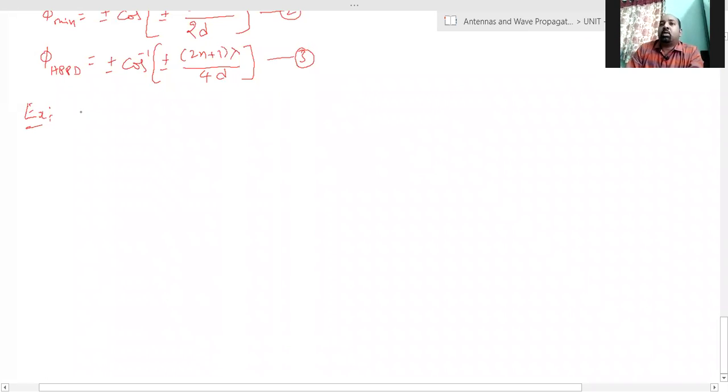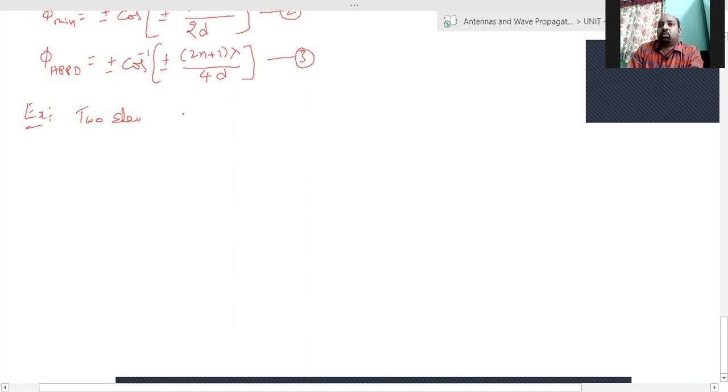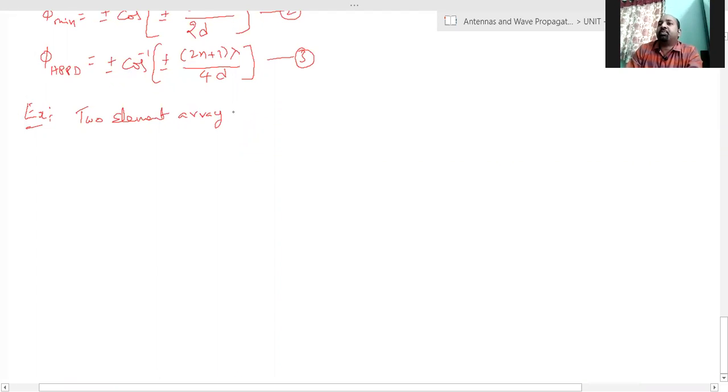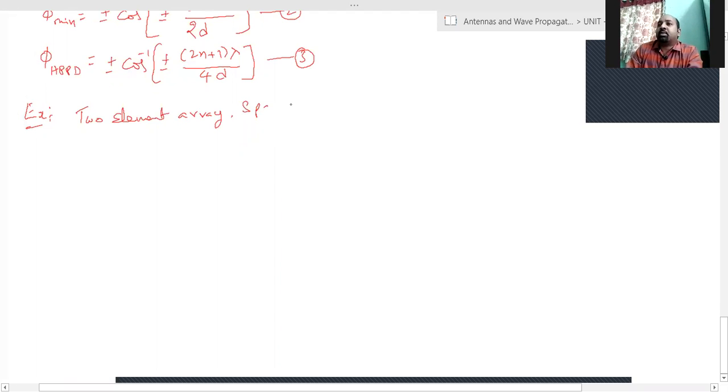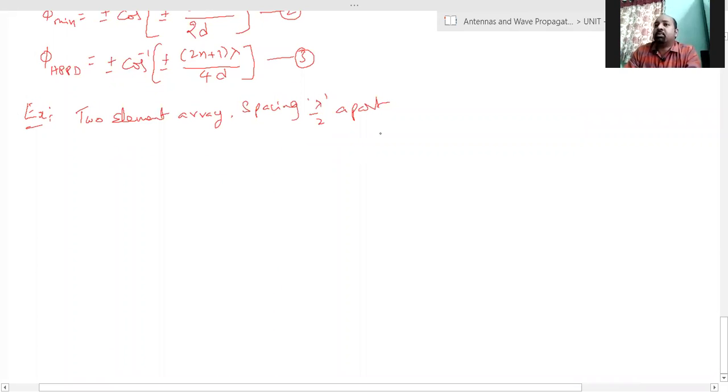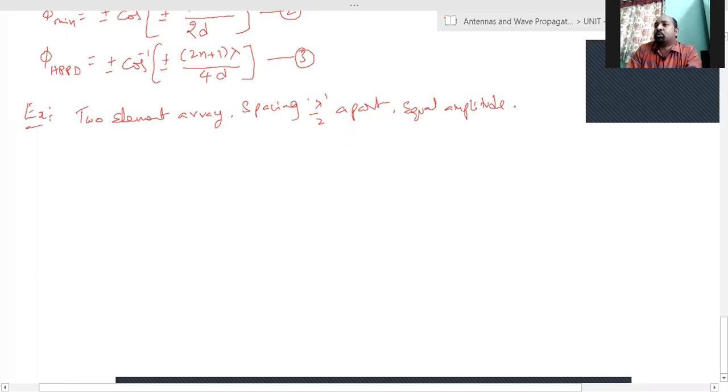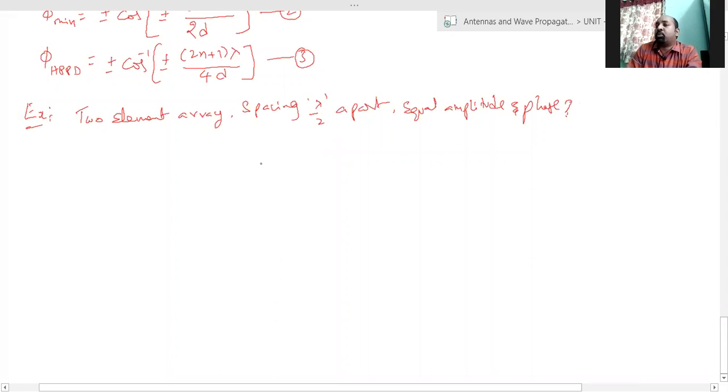Two element array spacing lambda by 2 apart, equal amplitude and phase. So this is the problem.